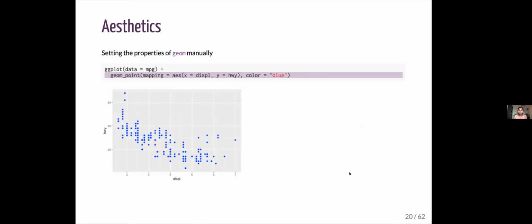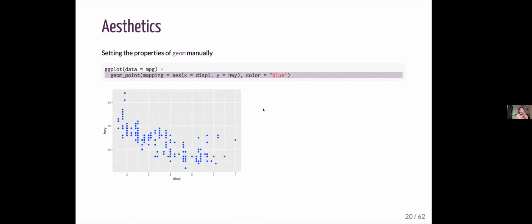Now, what if I just want to change the look of the plot? I don't need to differentiate one group from another. So I just want all my points, instead of black boring circles, I want them blue. So this is setting the properties of your geom point manually. You'll place the color blue outside your aesthetic. Why is that? Outside your AES bracket. Because the color equal to blue has nothing to do with the variables. You're just changing the overall look of the plot.